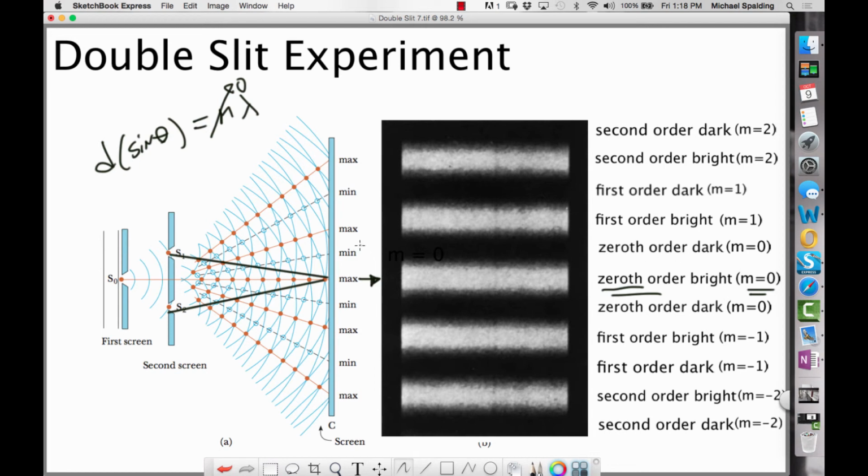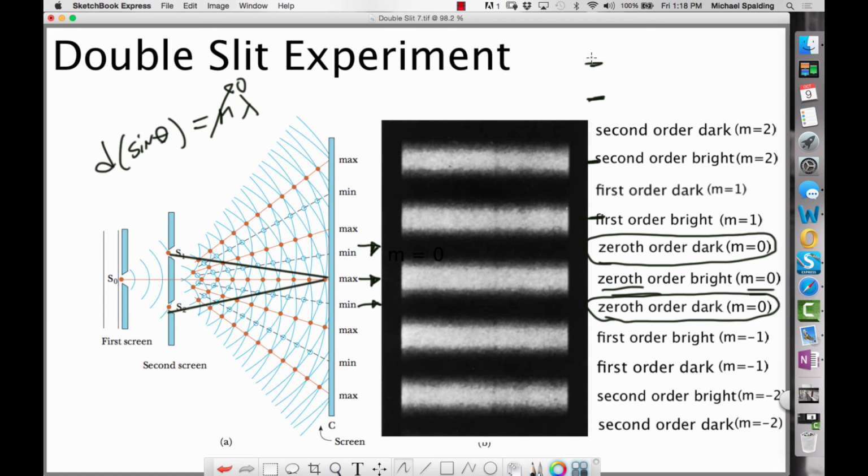Now, be aware that there are two 0th order darks. There's a 0th order dark down here, and there's a 0th order dark right here. And then we get 1st order bright, 2nd order bright, and it keeps going. 3rd order, 4th order, like that. Okay?